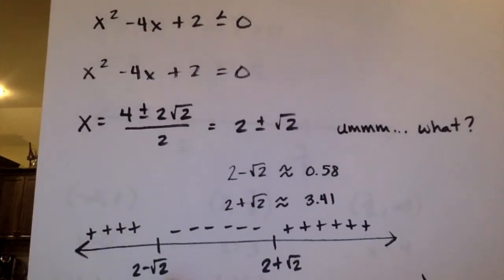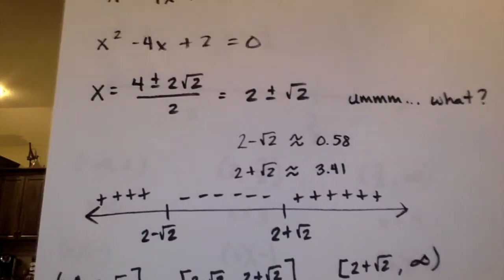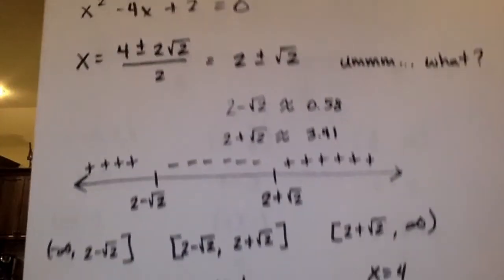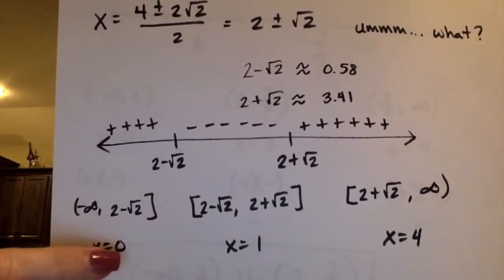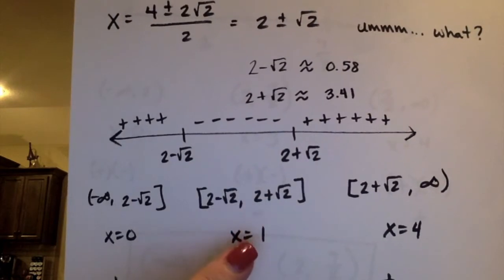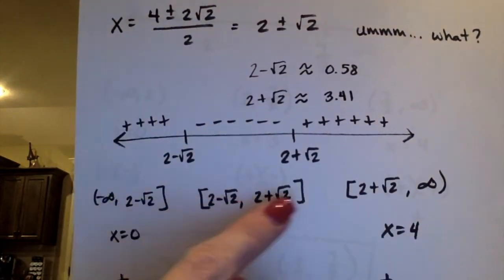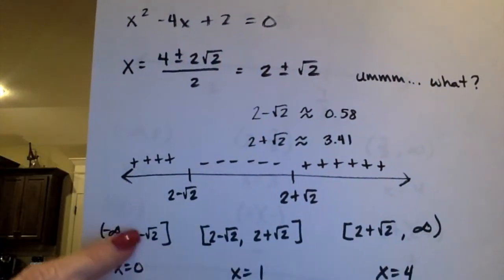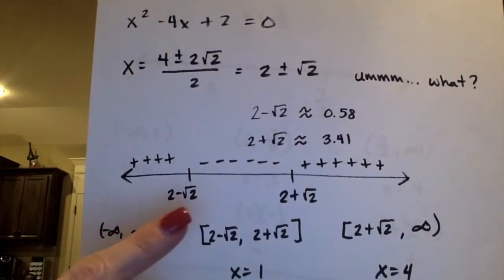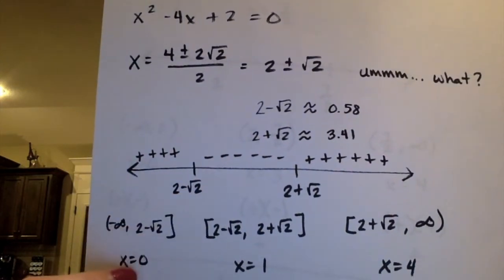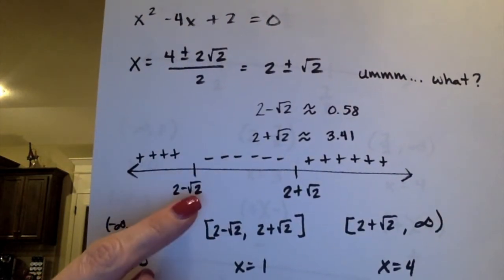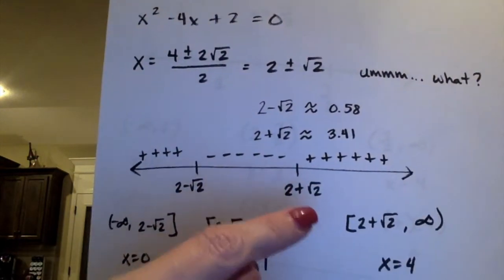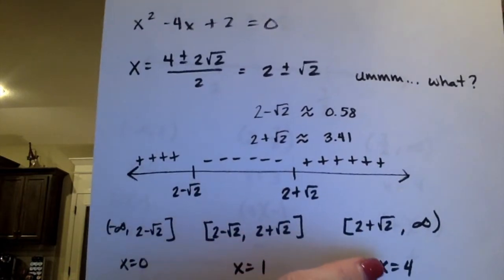So that when I put them on here and I go to look for my intervals, I'll know what test points to choose. Okay, so I've selected the intervals, again using brackets because it's less than or equal to. Remember this one was like 0.58, so I chose 0. Then from 0.58 to 3.41, I just chose 1. And from 3.41 on to infinity, I chose 4.